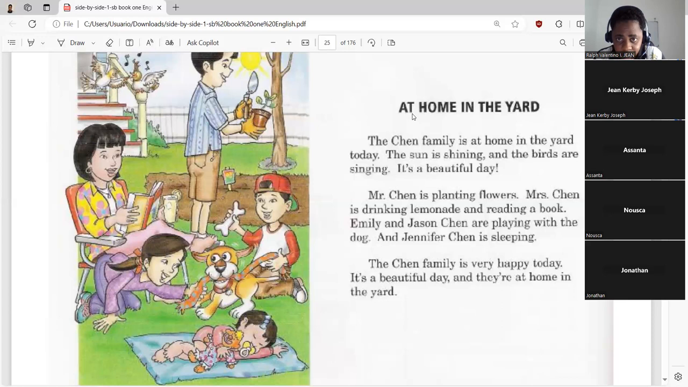Planting flowers. Mrs. Chen is drinking lemonade and reading.